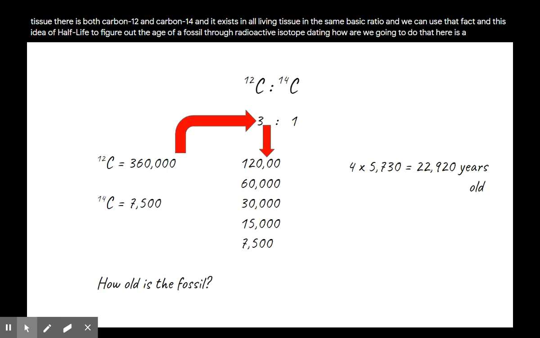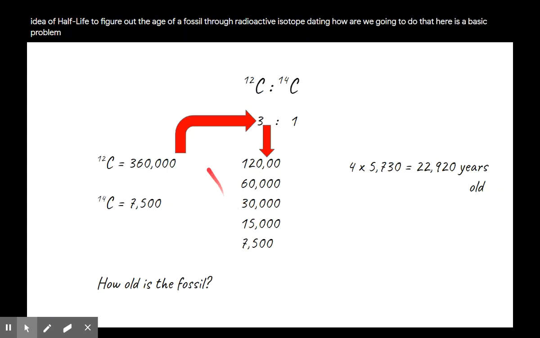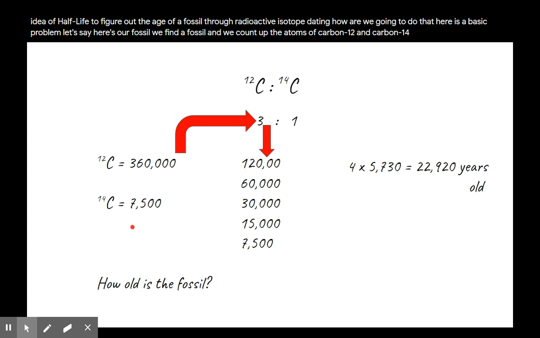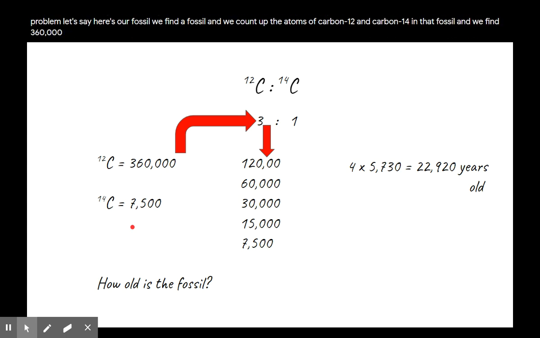Now, here's a basic problem. Let's say here's our fossil. We find a fossil and we count up the atoms of carbon-12 and carbon-14 in that fossil, and we find 360,000 atoms of carbon-12 and only 7,500 of carbon-14. Now, how are we going to use that?